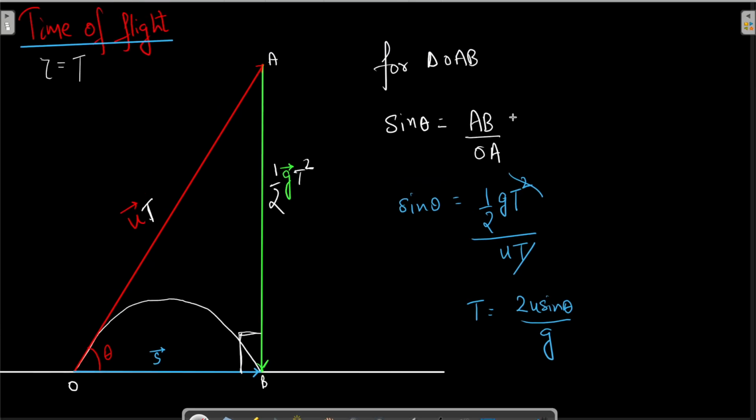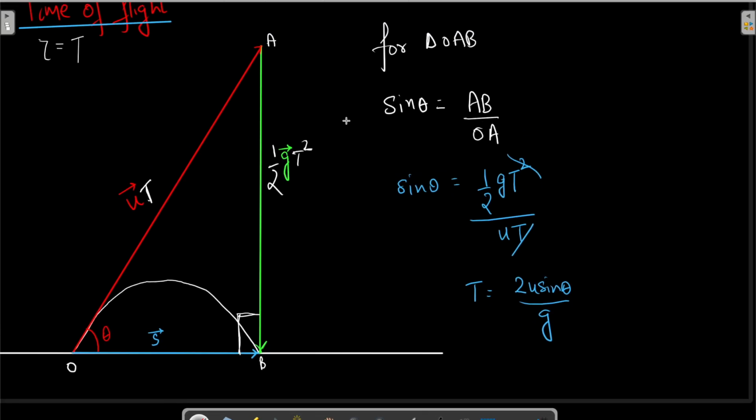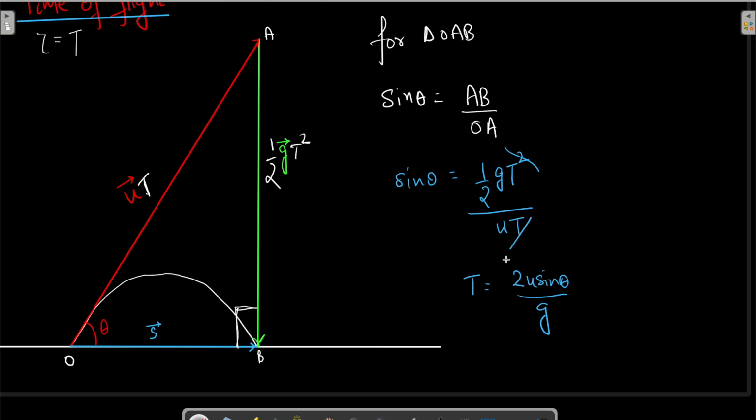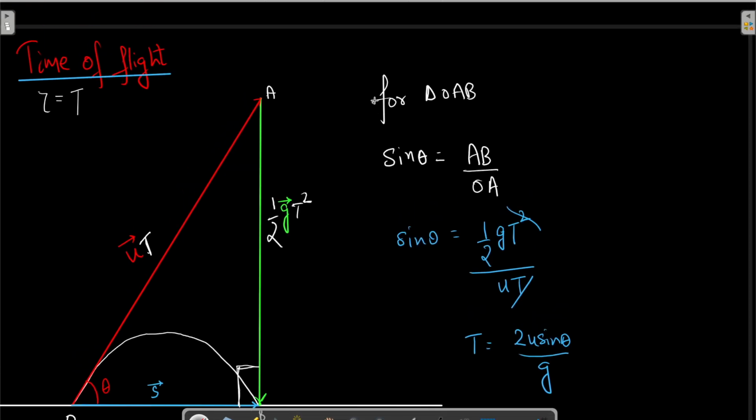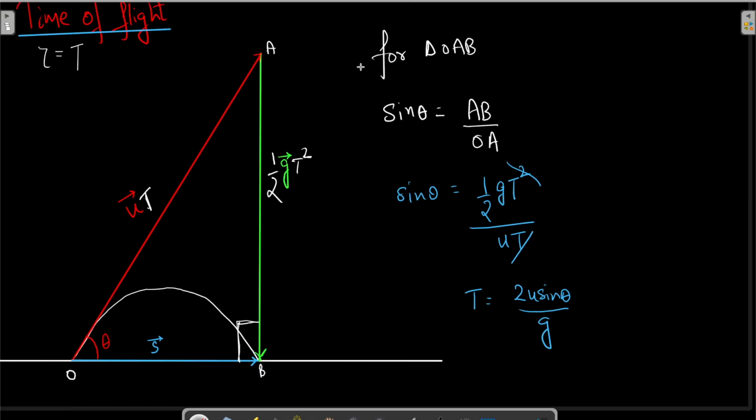But you see, this is another way of seeing the same thing. You will develop a new perspective on projectile motion using this geometric method. Okay, so this is the time of flight part. Next, we'll discuss the range.